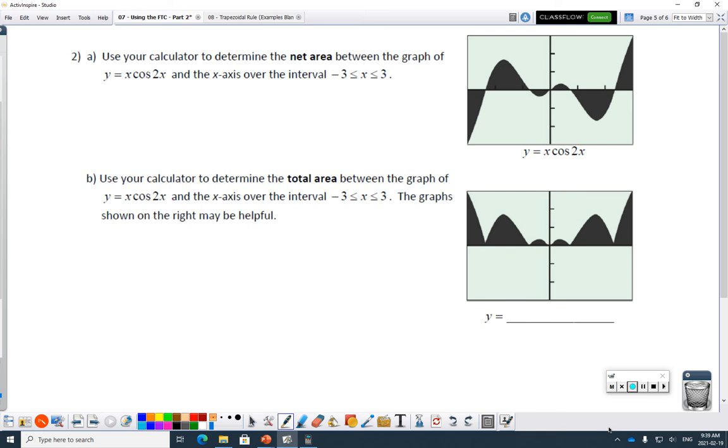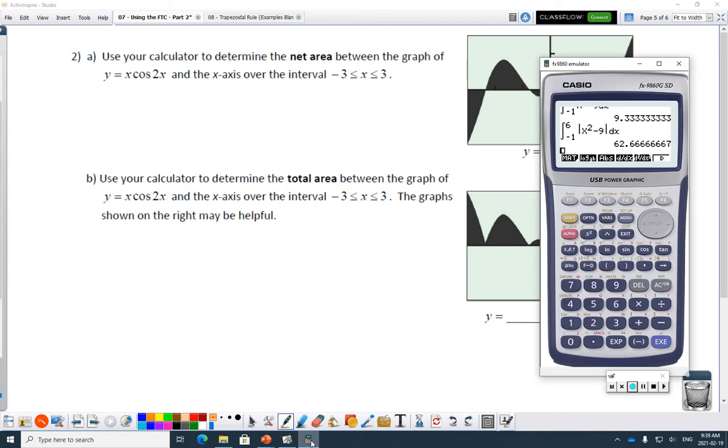So, next question. Use your calculator to determine the net area between the graph y equals x cos 2x. And here's a graph of it. When I first saw this, I'm like, isn't it obvious what the area is just by looking at this? And I'll talk about whether it's obvious in just a second. But I only put the graph here so you could sort of see what was going on. You don't really know what this area is going to come out to be. So, find the net area.